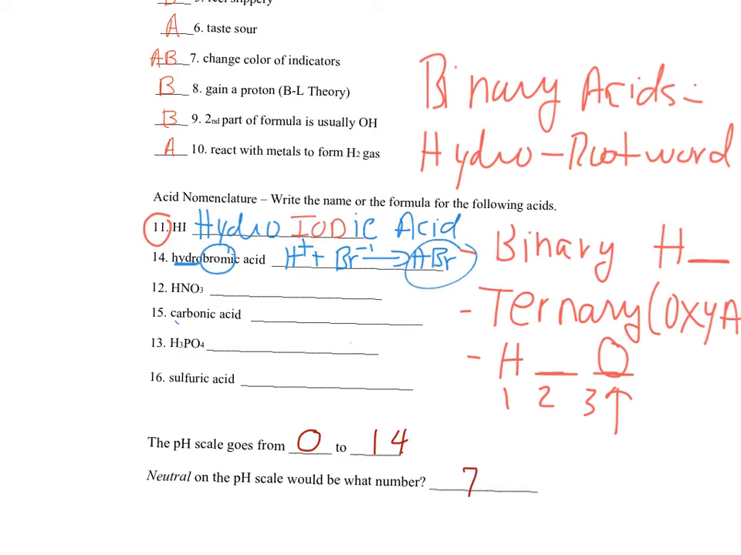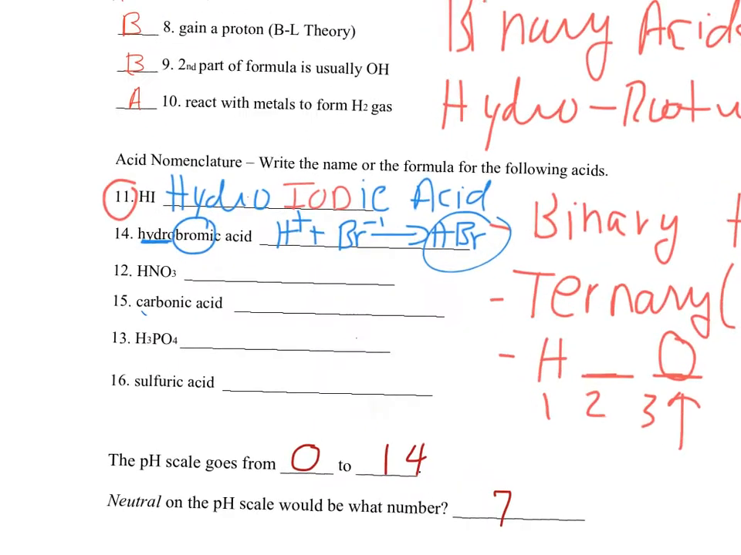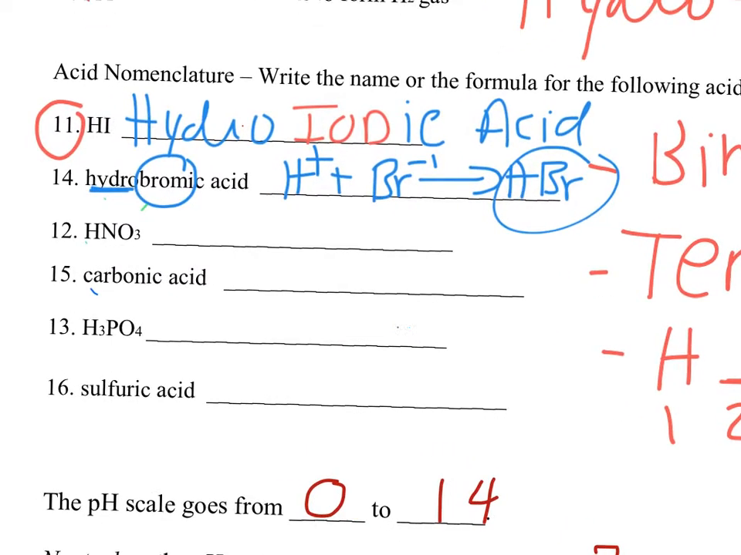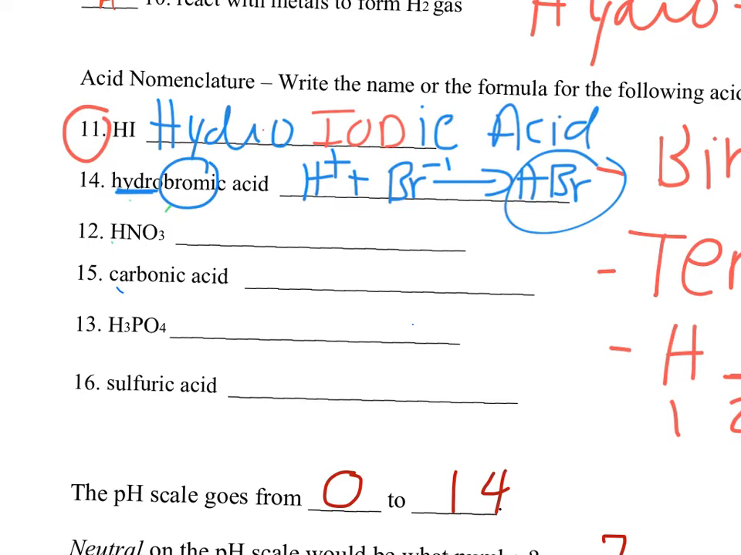This next problem is a little different. It's not a binary acid. It is a ternary acid, 1, 2, 3. There's our hydrogen and another element, nitrogen, and then there's our oxygen. And the key to those is to look for a polyatomic ion. And in this case, I hope you can see that the polyatomic ion is nitrate.